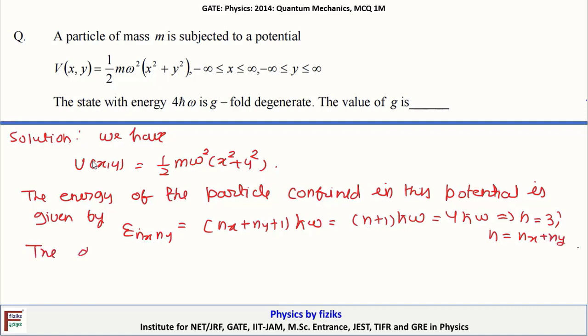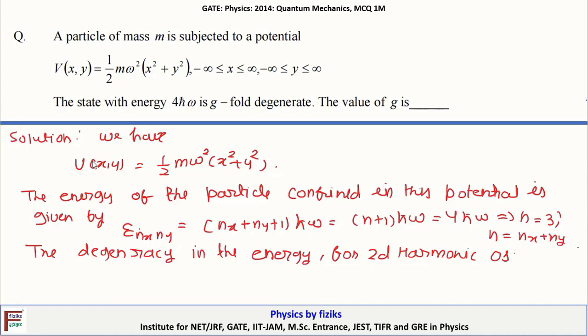The degeneracy in the energy for a 2D harmonic oscillator is given by Gn equals n plus 1, that is 3 plus 1 equals 4. So the degeneracy, the value of g, is 4.